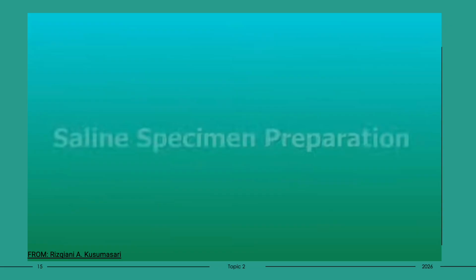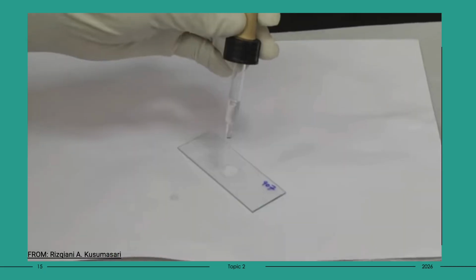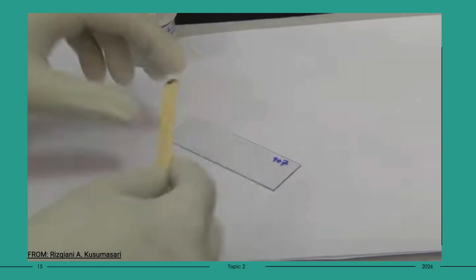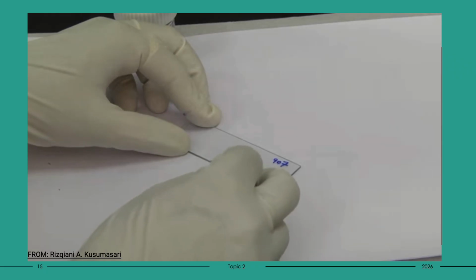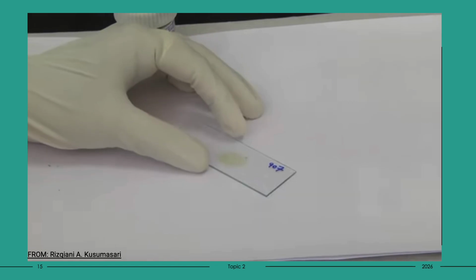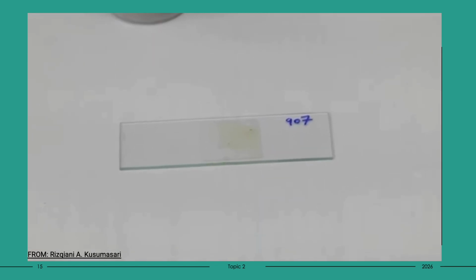So to appreciate the procedure for the direct fecal smear, let's watch a video from Dr. Kusumasari. So this is a saline specimen preparation, and it starts with adding 1 drop of normal saline solution onto the center of a glass slide. Using a spatula or an applicator stick, transfer 2 to 4 grams of stool sample. Mix thoroughly with the normal saline solution until you can create an even suspension. And then cover the smear with a cover slip.